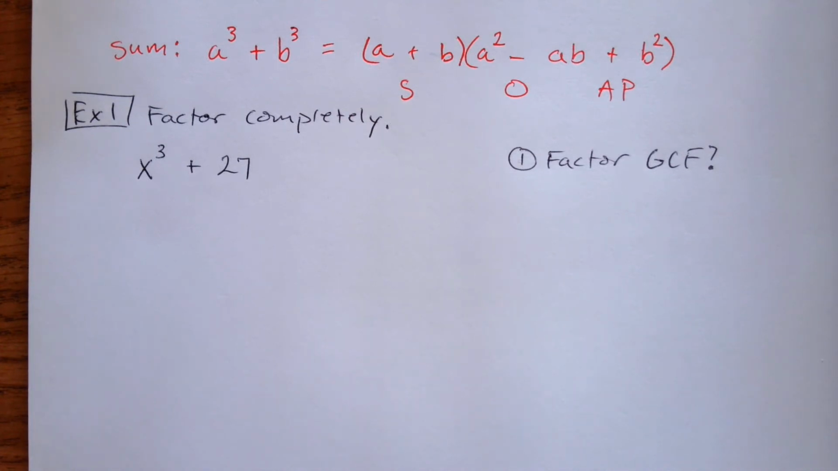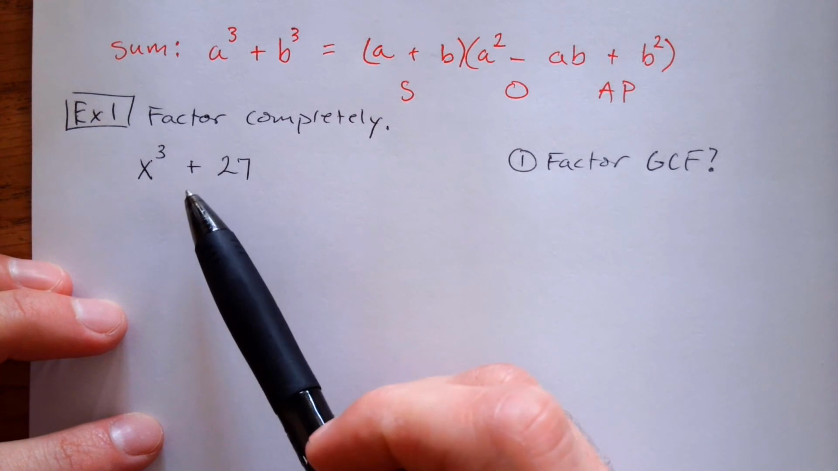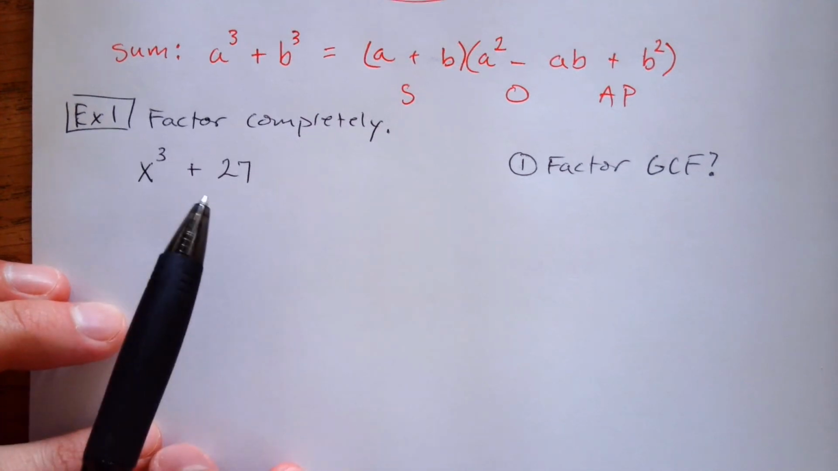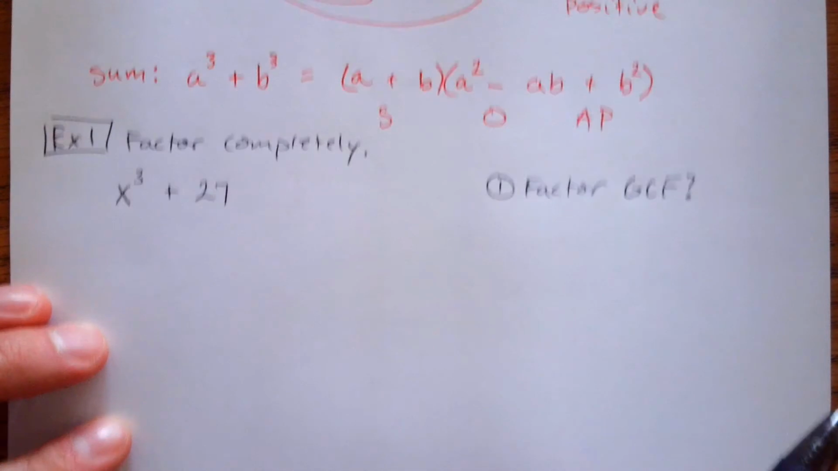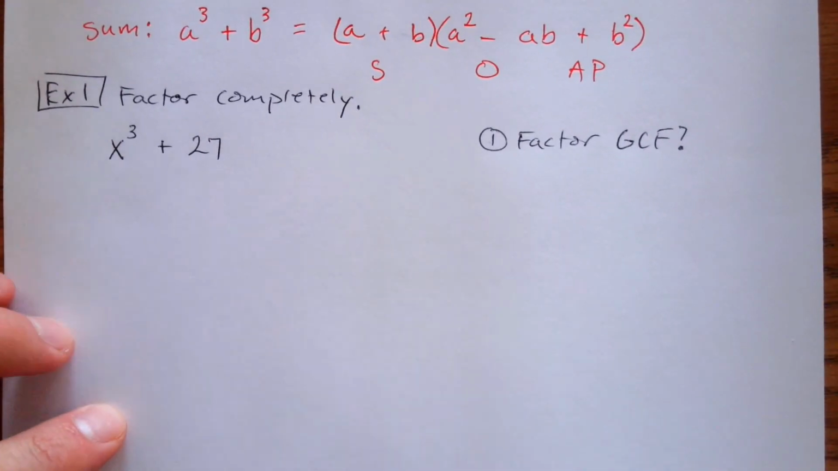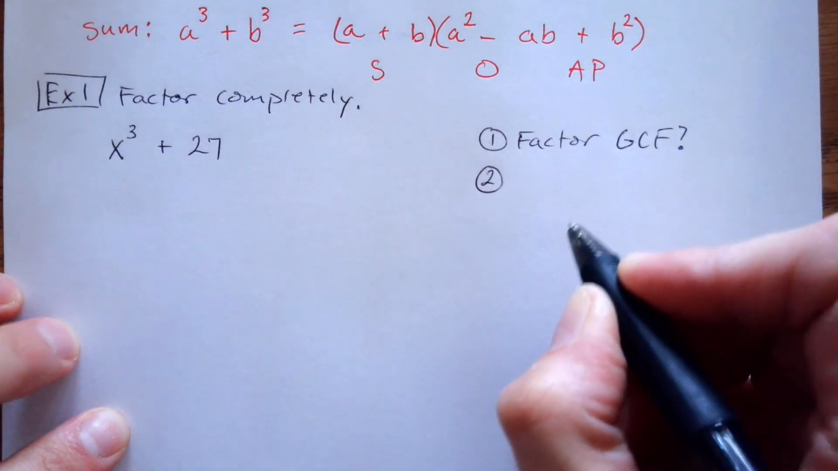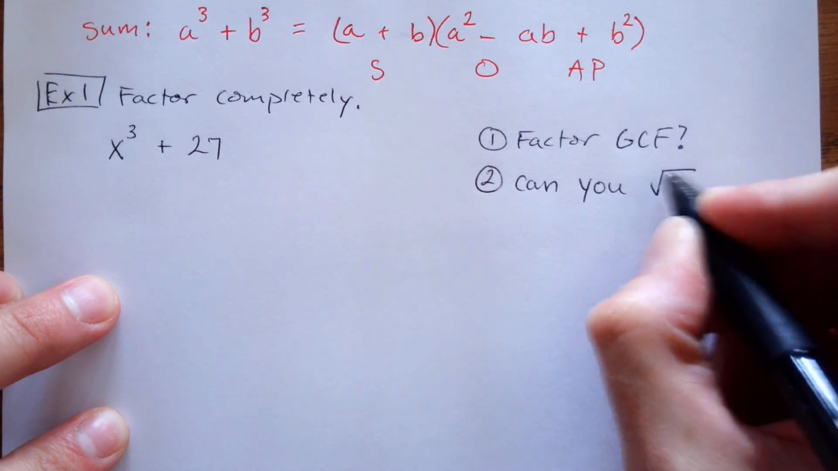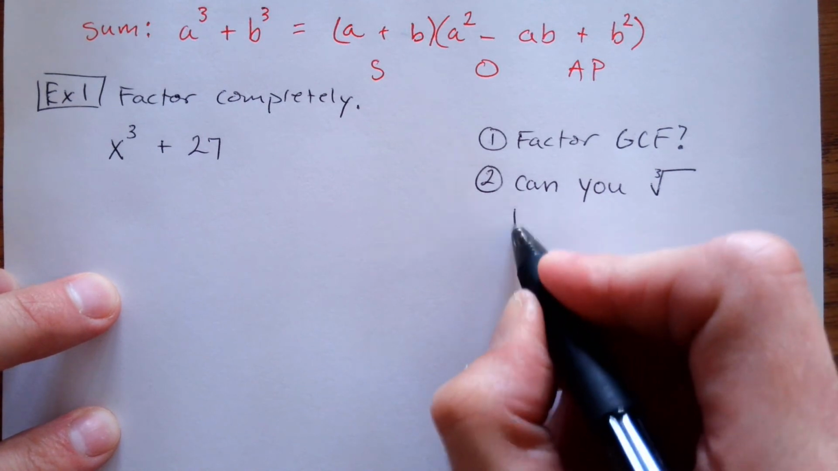So what we're going to do is we don't need to check to see if this is minus anymore, like we did with the difference of squares. It can be either plus or minus, so it doesn't matter. What we do need to check is for cube rooting stuff. So the second thing is, can you, with a little 3 there, cube root both terms?